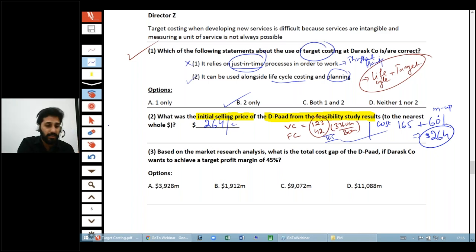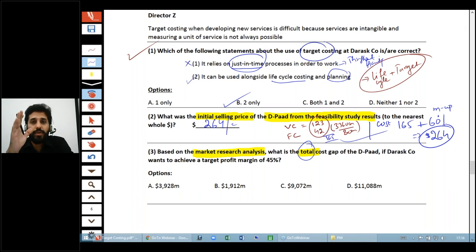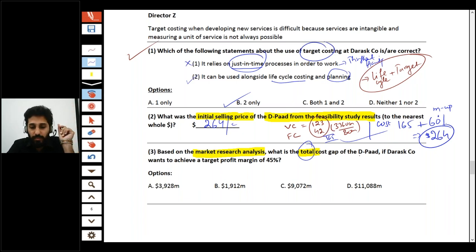Based on market research analysis, now the question is turning to the other side. Based on market research analysis, what is the total cost gap? They are not talking about the cost gap per unit. They are talking about the total cost gap, right? What is the total cost gap of DPAT if Darask wants to achieve a target profit of 45 million? Now you should use the information given in the market research analysis. So I will be using that information.